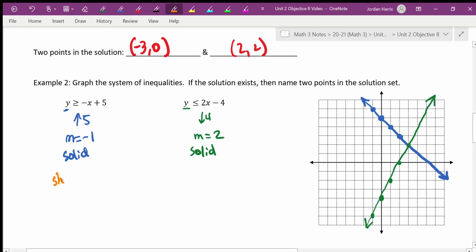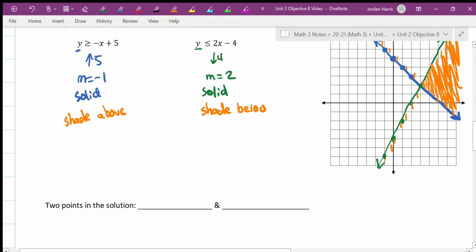So this is shade above. This one is shade below. Okay, so I'm above the blue line. Remember, where it means above, you go to any point and move up. That's what direction we would shade. And I am below my green line. So where do those overlap? It is right here. All that space right there.